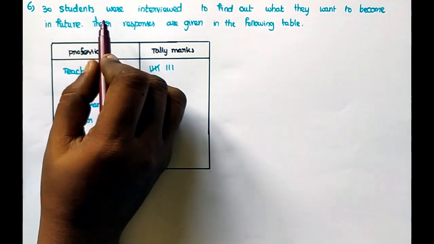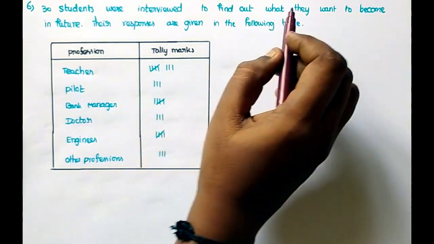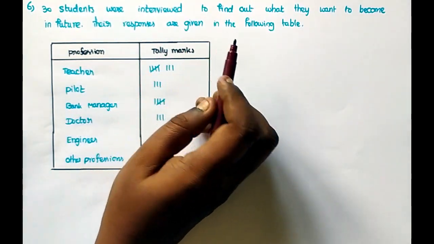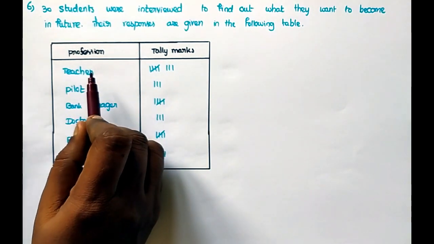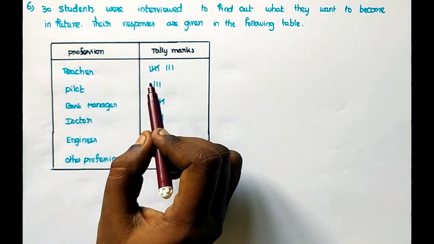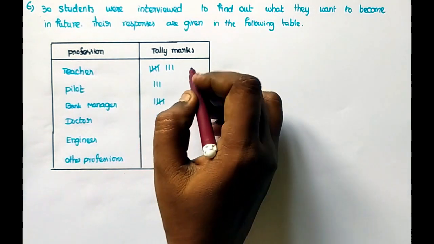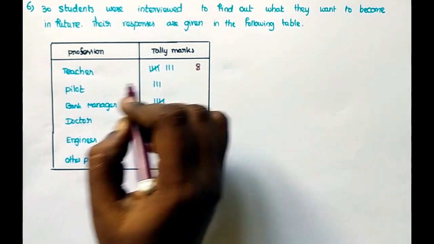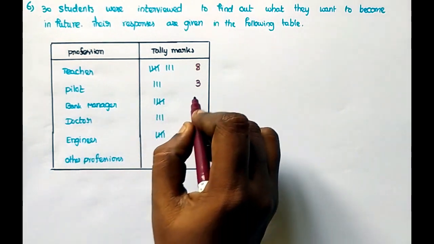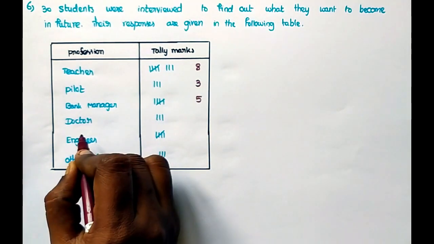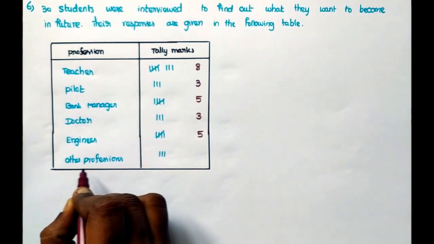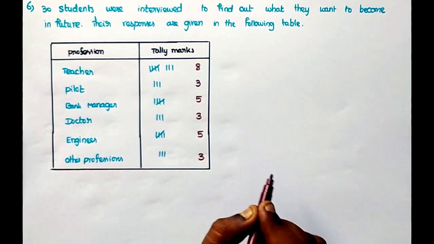Sixth one, 30 students were interviewed to find out what they want to become in future. Their responses are given in the following table. First one, profession. Teacher. How many students? 5 plus 3, 8. Pilot, 3 students. Bank manager, 5 students. Doctor, 3. Engineer, 5. Other profession, 3.